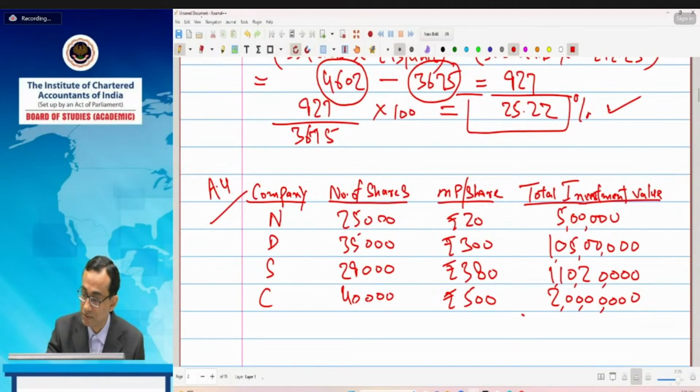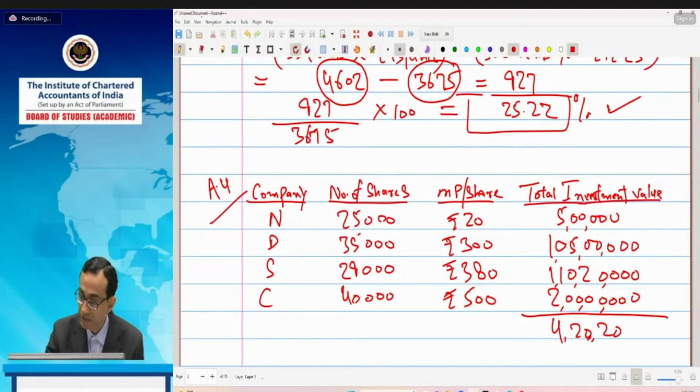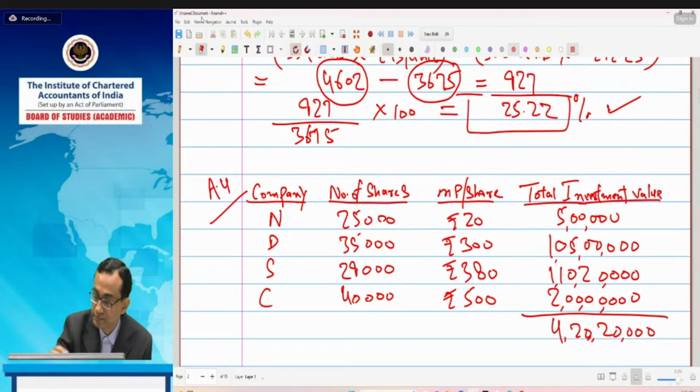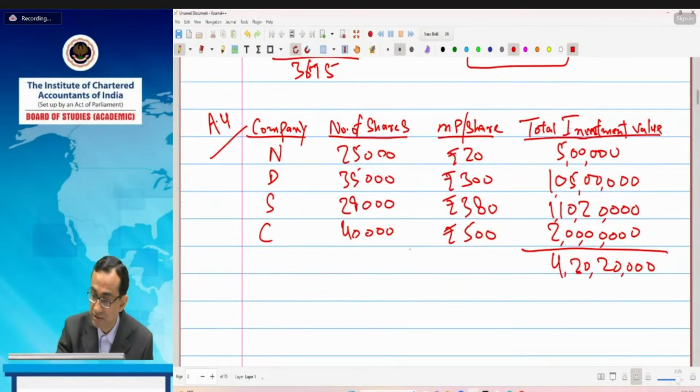Fine. So now let us calculate the total value of the shares. It will be 20 lakh plus 1102. So it is 4 crore 20 lakh 20,000. Write it clearly. This is coming to 4 crore 20 lakh 20,000. I hope you are getting the same figure. So this is the total assets.